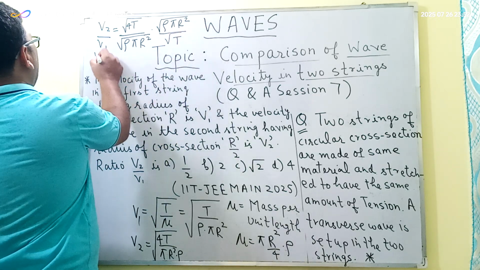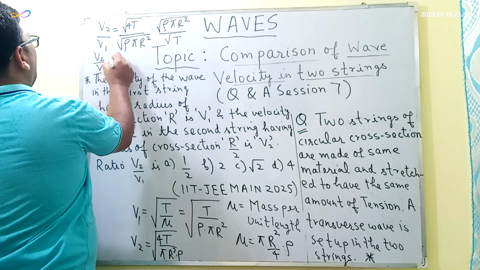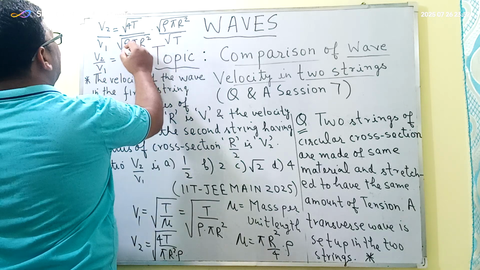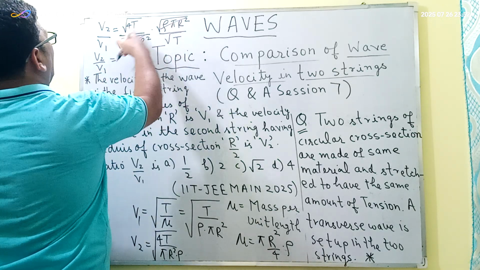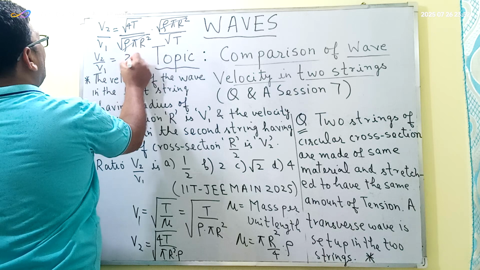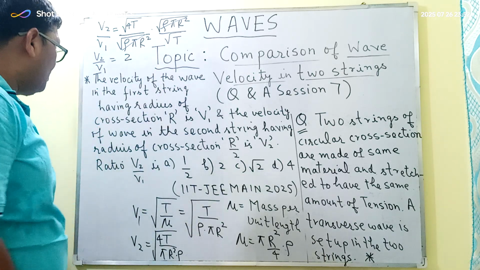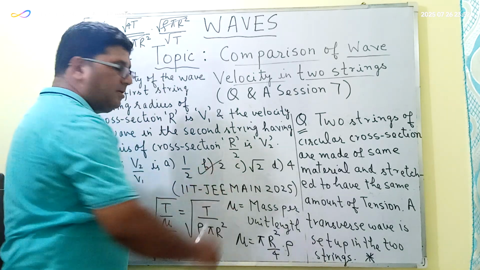So here in v2 upon v1, the rho pi r square will get cancelled out, and root T and root T will also get cancelled out. So root 4 will be equal to 2. So the correct option here is B.